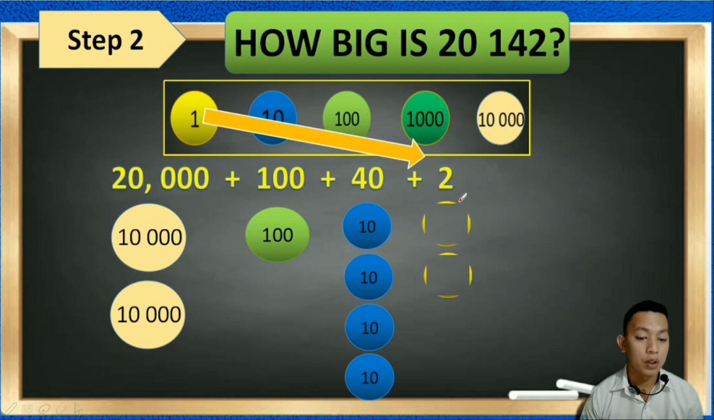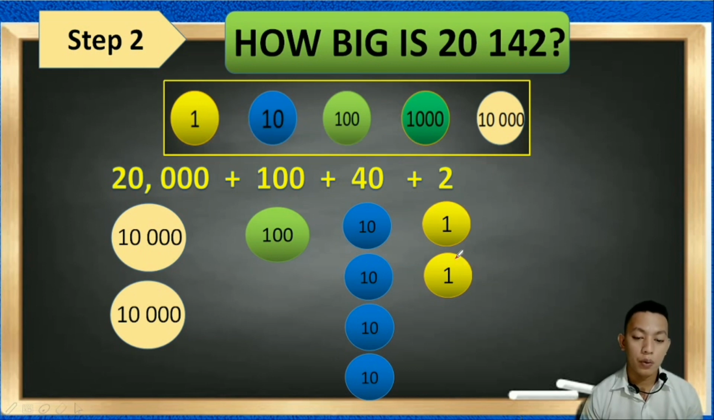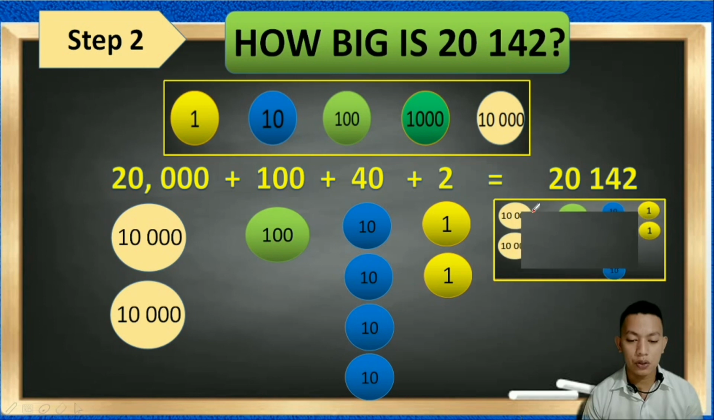We have, okay, very good. We have 2 of these because the value of this one is 1. So we have 1 plus 1 is equal to 2. So all in all, we have 20,142. So the visual representation of this one is 2 10,000, 1 100, 4 tens, and 2 ones.